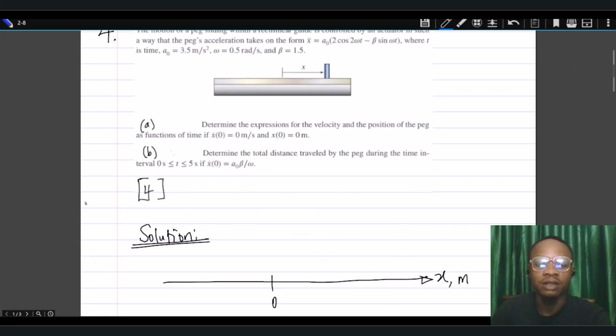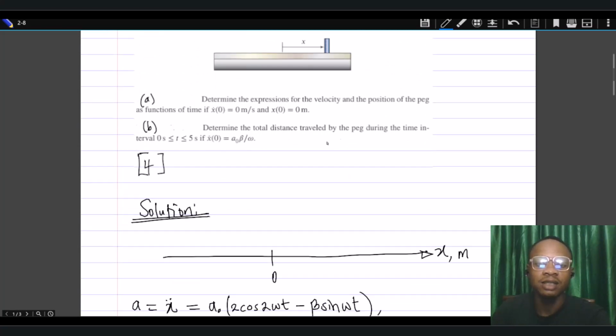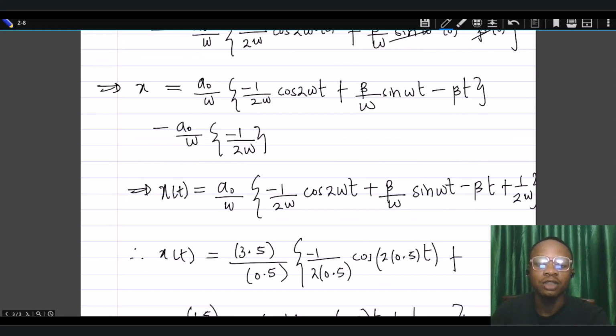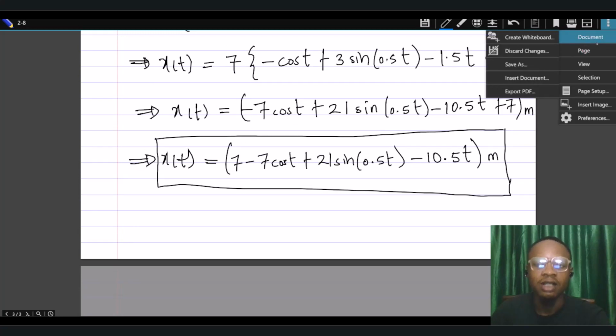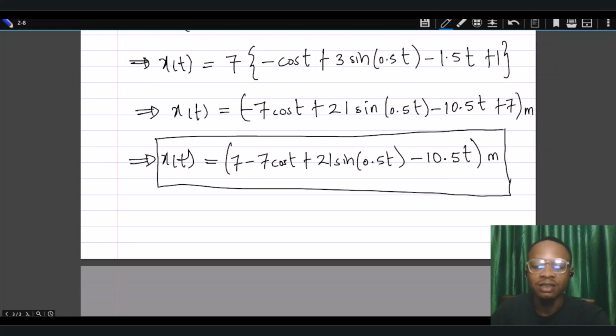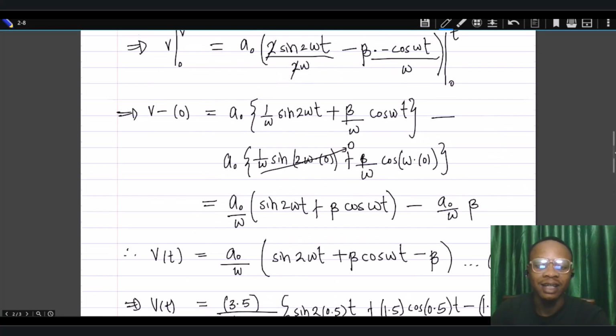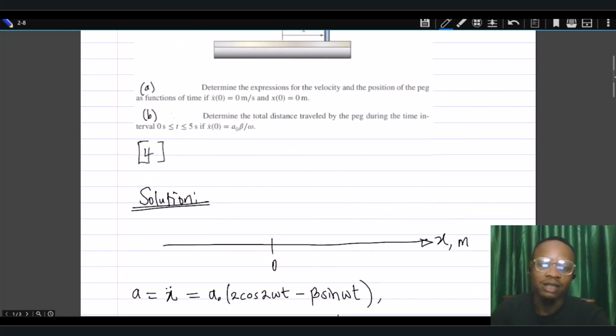So let's move on now to the second part of the problem. It says determine the total distance traveled by the peg during the interval from 0 to 5 seconds, if in this case x dot equals a naught beta over omega. All right, so we want to get total distance traveled. Now we're given a different initial velocity. Initial velocity in this case, as we have seen here, is not 0. For the A part we solved, initial velocity was 0.